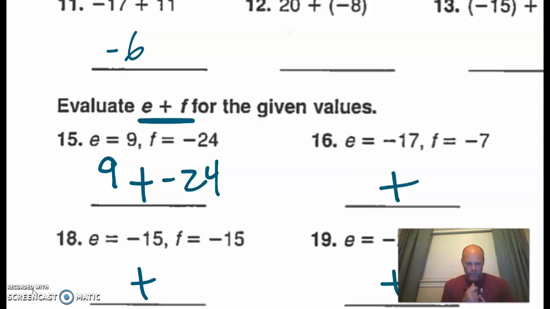Okay? So if we look at this one, what do I have the most of? You should be getting this by now. It should be clicking in your head. What do I have more of? I got more negatives. So that means my answer is negative. Okay, how many more negatives do I have than positives? Well, what's the difference in 24 and 9? I believe it's 15. So it's -15.